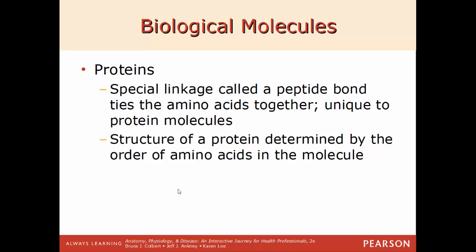The overall structure of a protein is determined by the order of the amino acids within the DNA, within the molecule. And the function of an individual protein will be determined by its shape. And some proteins are very simple, some are very, very complex. But all proteins, how they're shaped and what their functions are, will be determined by the order of individual amino acids found in the DNA.